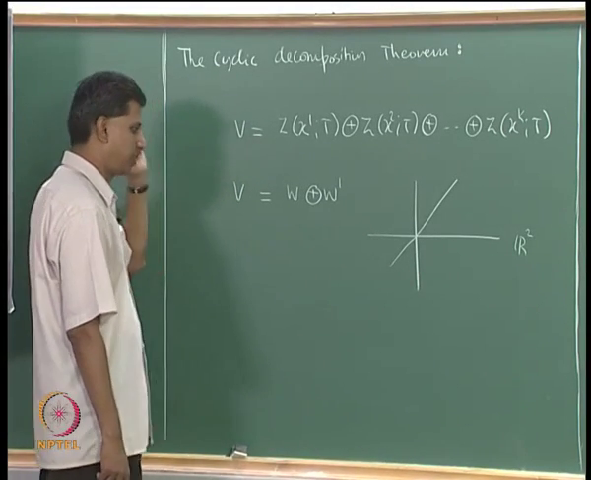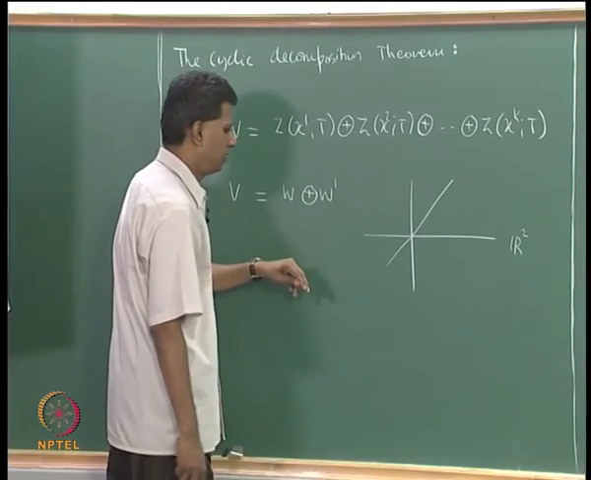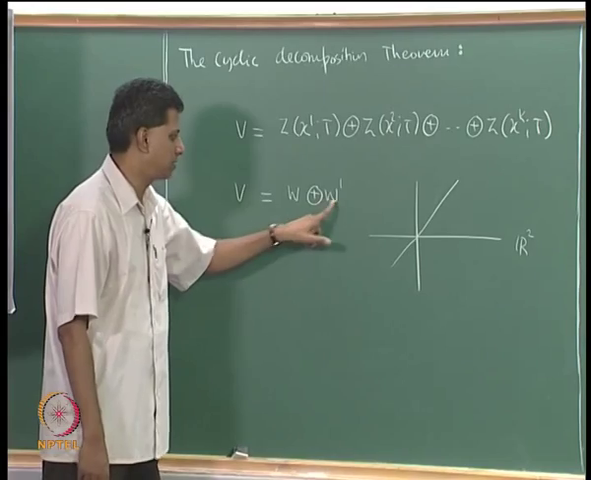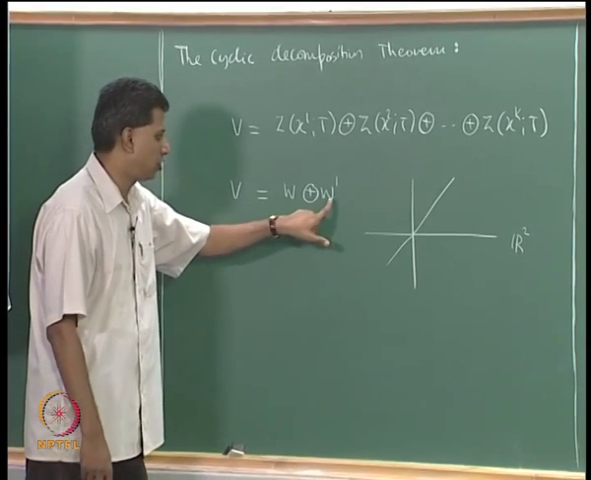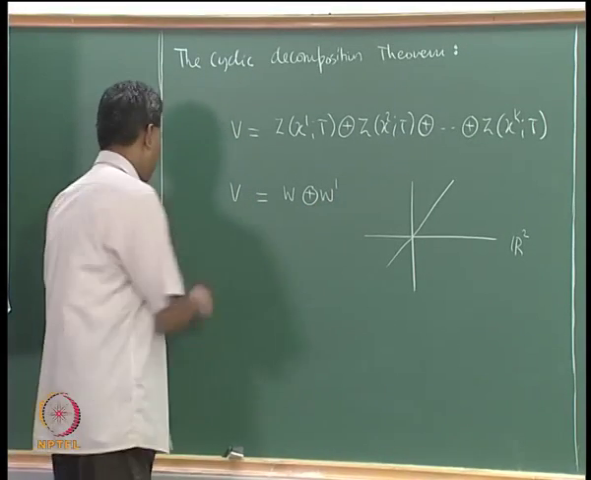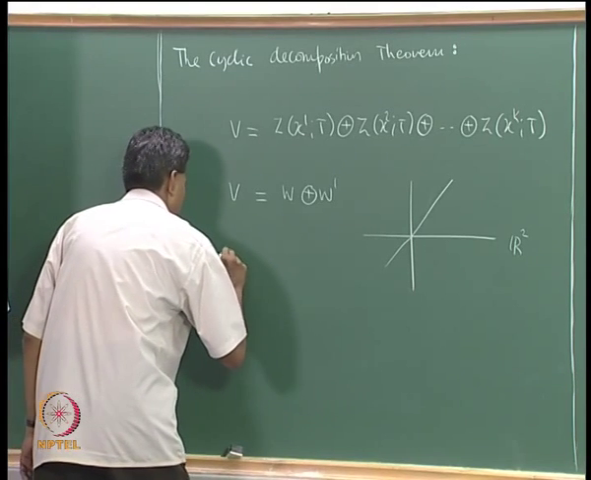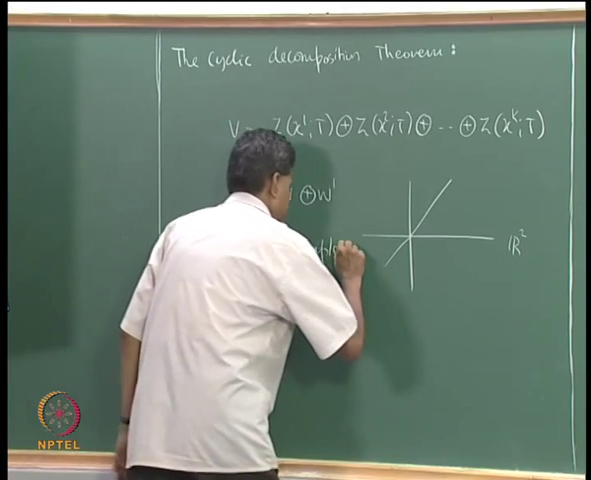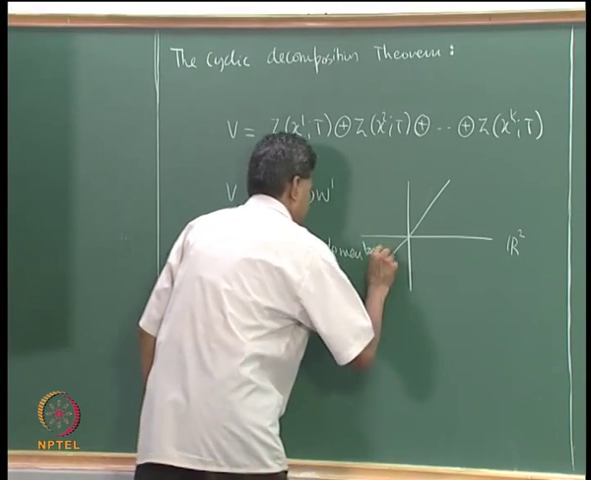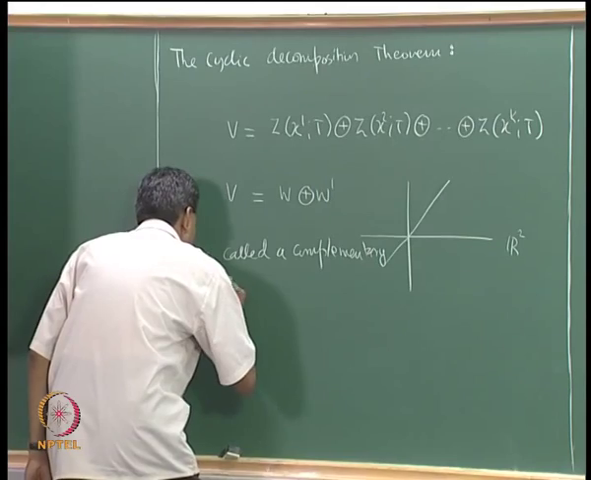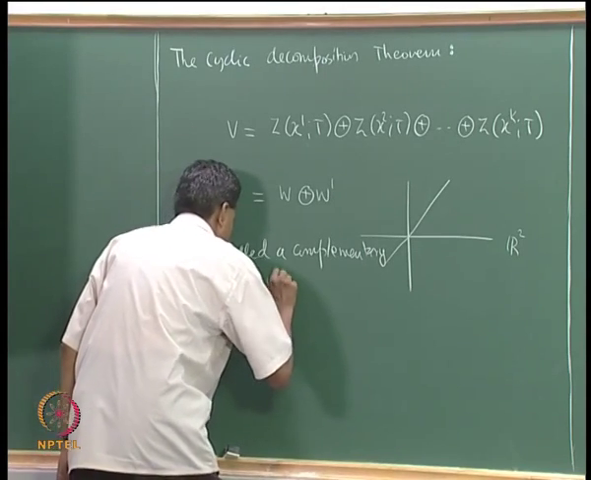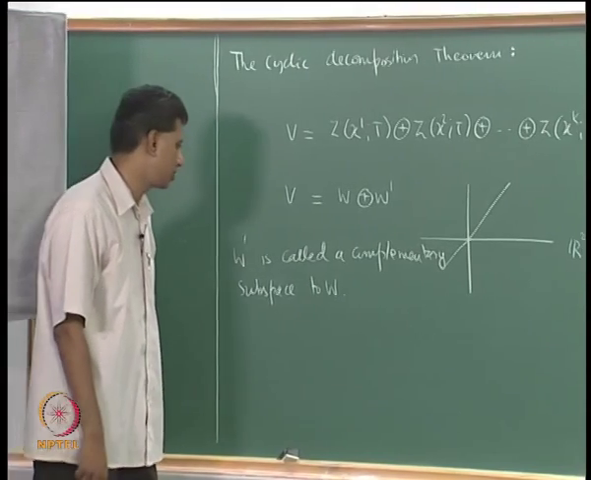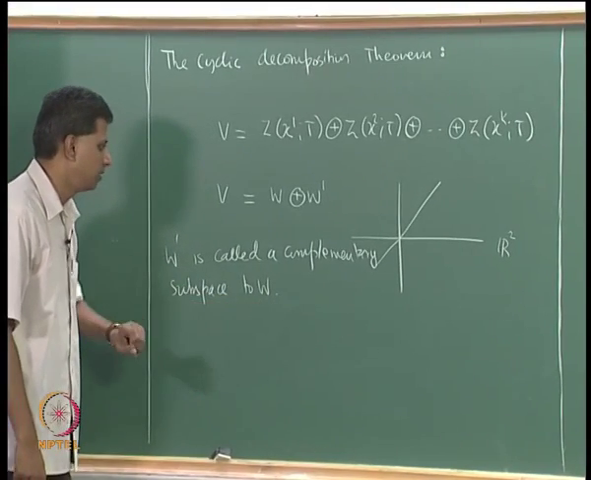This can be done in Rn also. So given a subspace, it is possible that there are infinitely many subspaces W prime that satisfy this condition. We call W prime a complementary subspace, complementary to W.